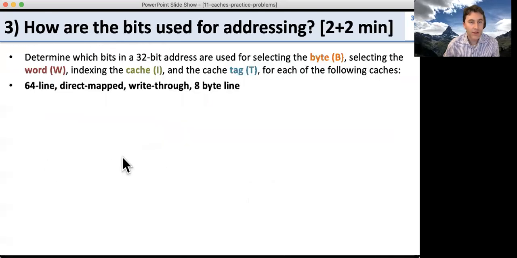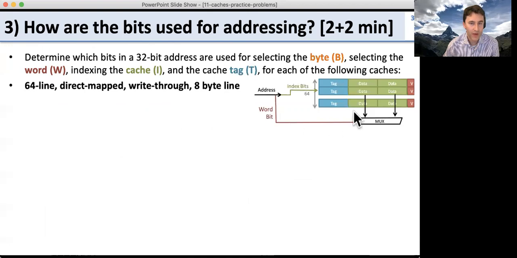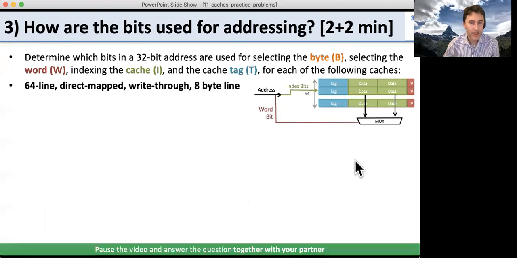Okay. Now let's talk about how the bits are used for addressing. So which bits are the actual word bits, the index bits, and the tag bits for this? So the first one here is for the first cache we had, that 64-line direct map, 8-byte line. So here's what the cache looked like. So go ahead and see if you can figure out which bits you use for which part of this together with your partner.